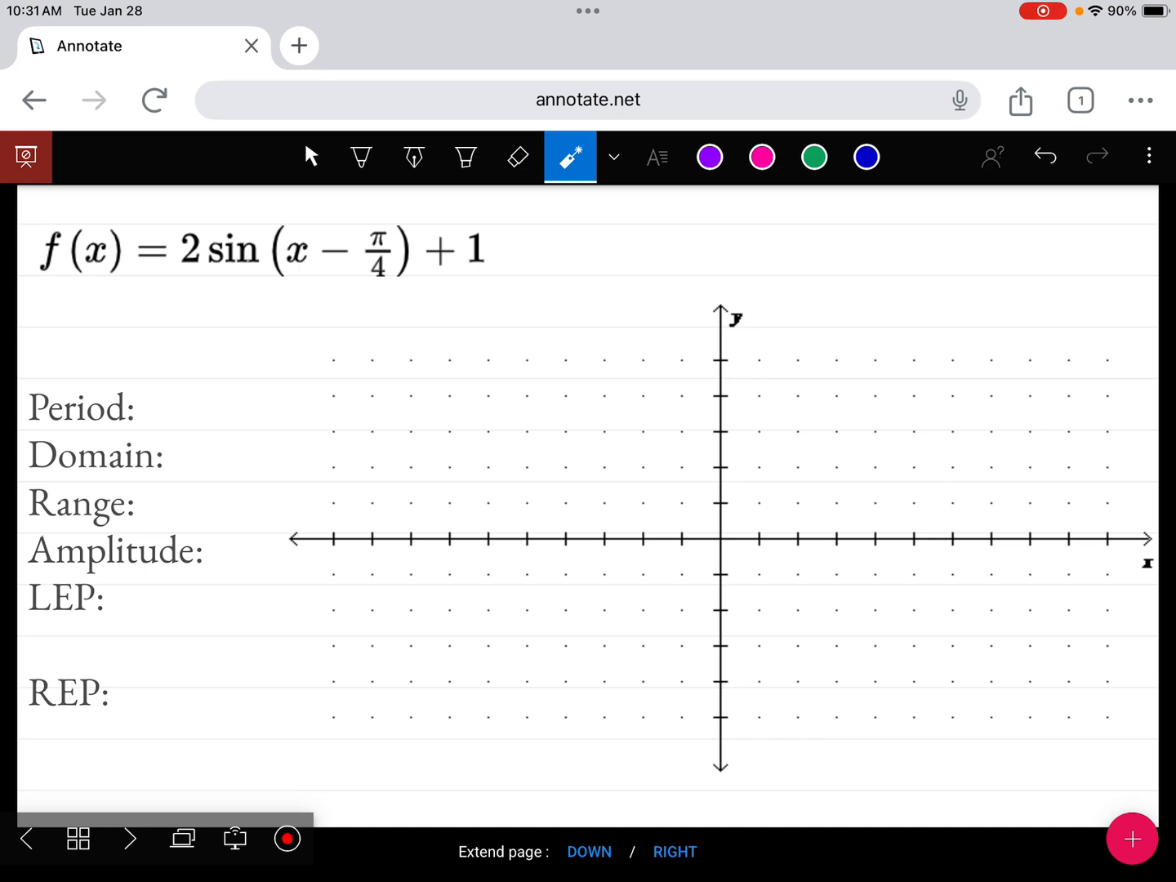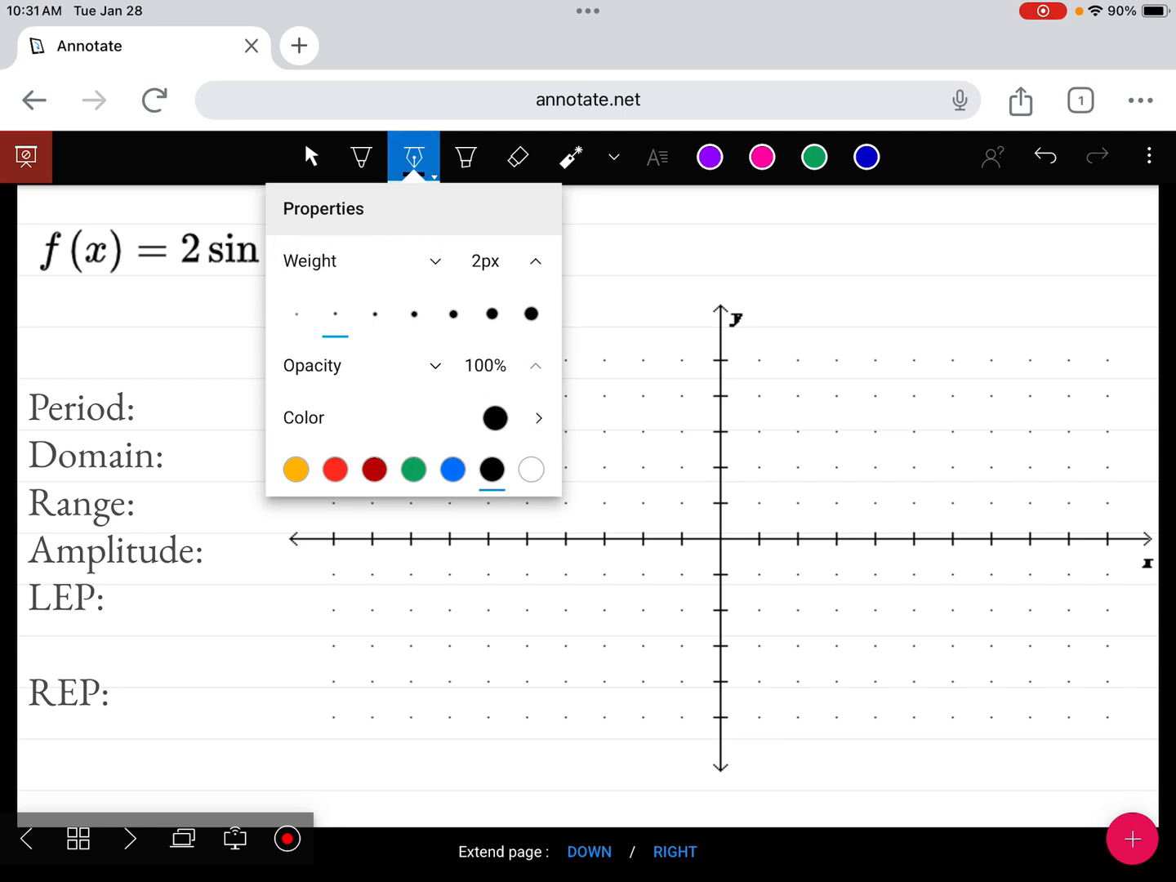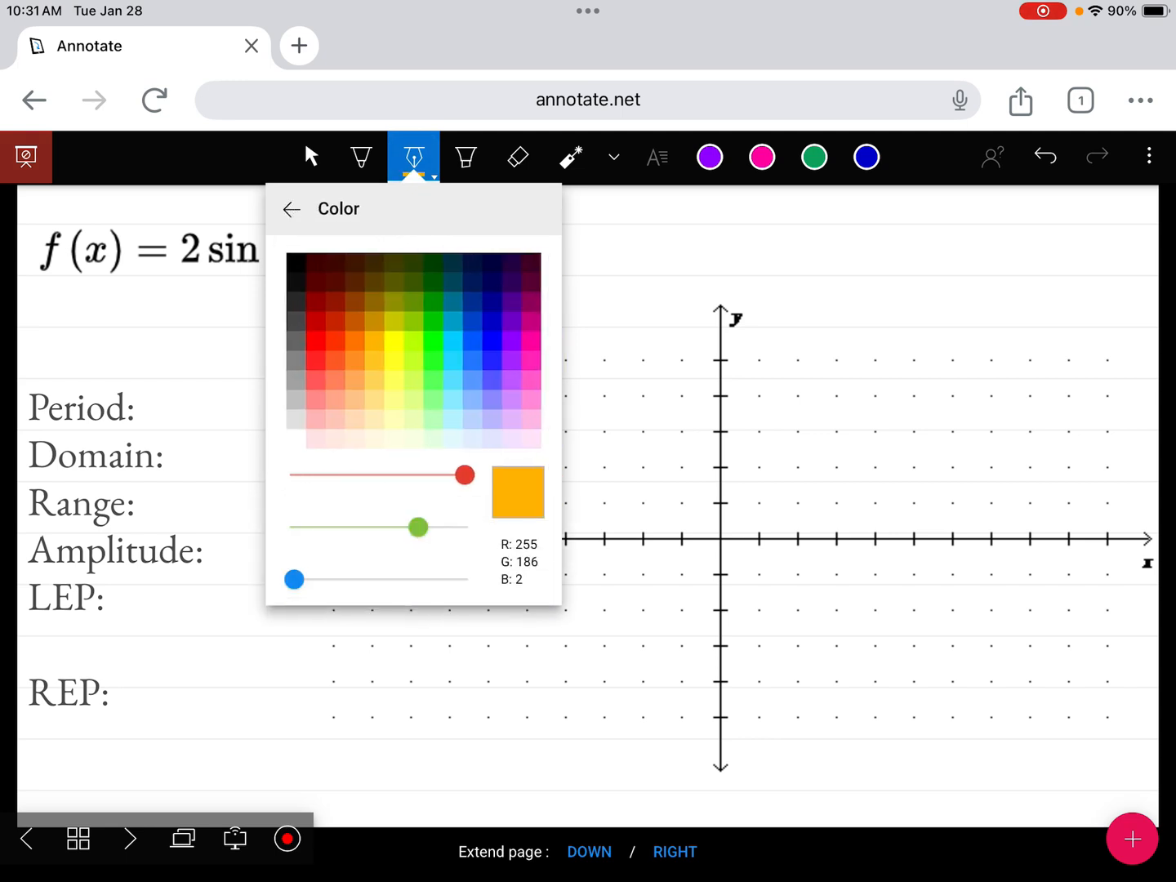I want to know where we start before I start doing any other point, so I don't have to move absolutely everything else. So on this one, we have a plus 1. It means my whole sine is going to shift up 1, because that's what K does. So I'm going to draw a midline. I'm going to put the midline on here.